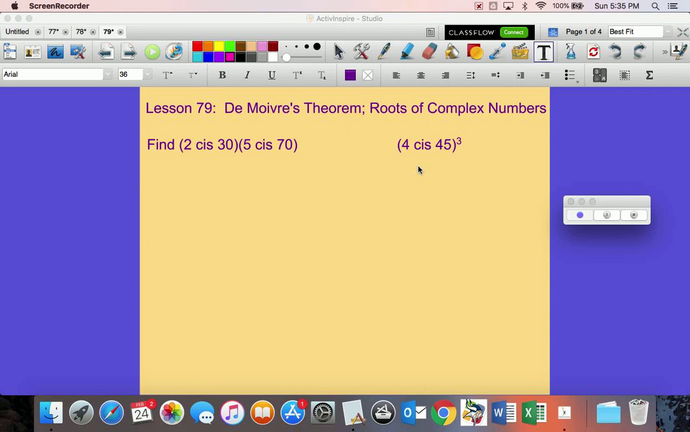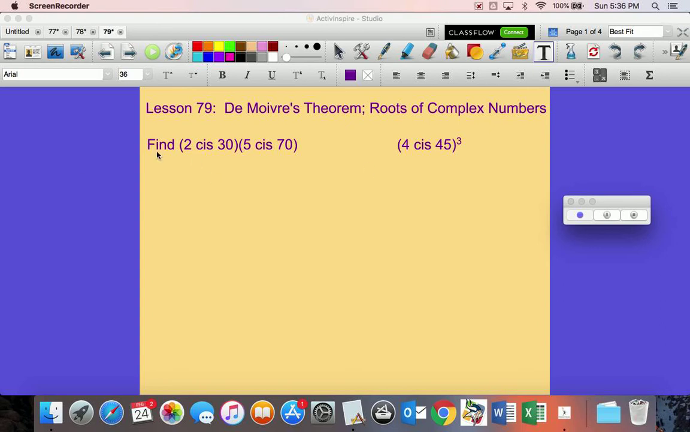Lesson 79 is called De Moivre's theorem, and we're also going to do roots of complex numbers. Now, De Moivre's theorem is just a quick little way to go from polar form to rectangular. All right, so we've already done some of this.